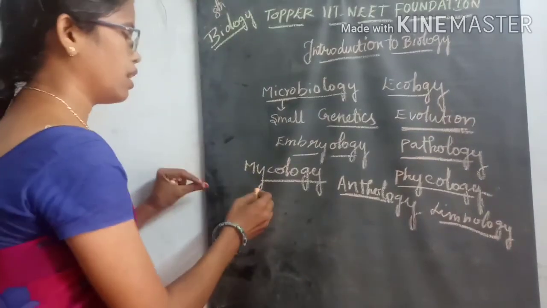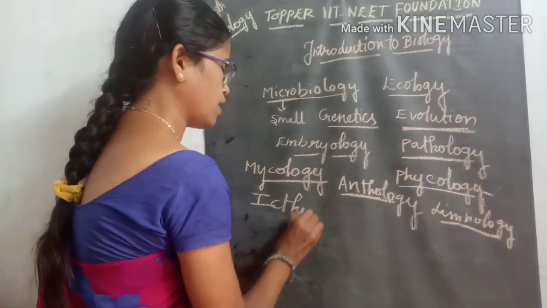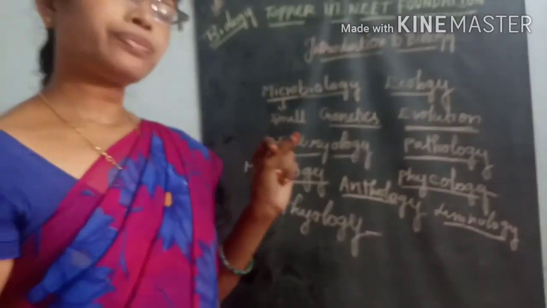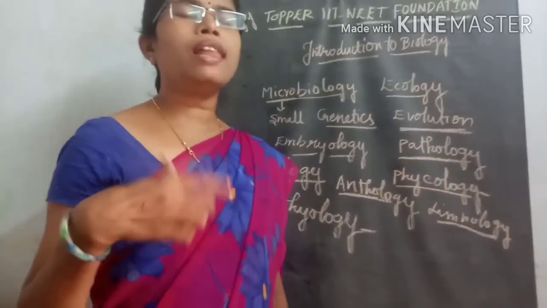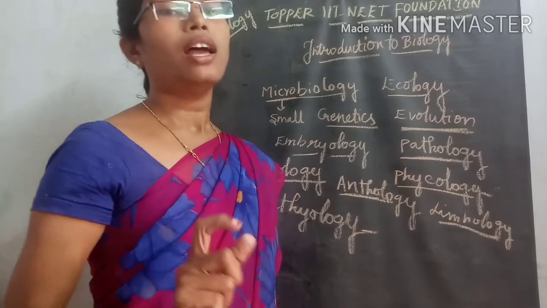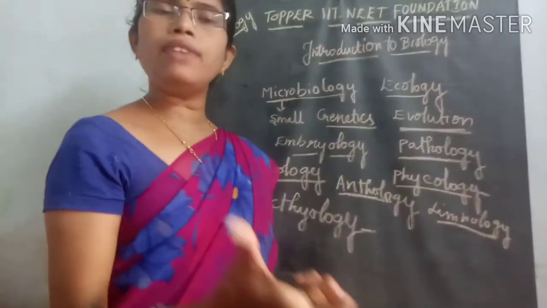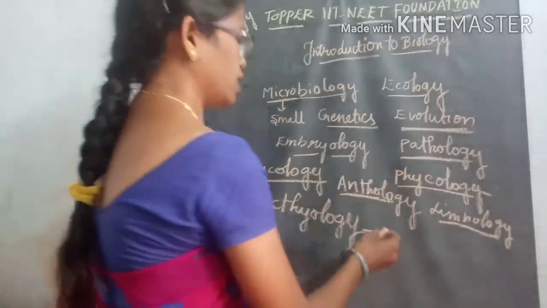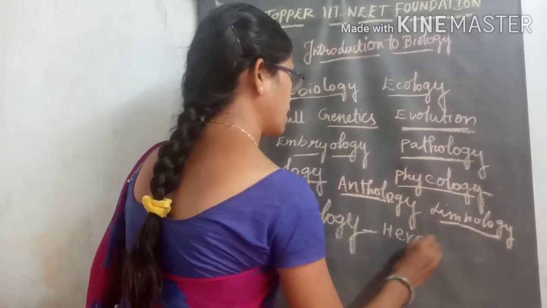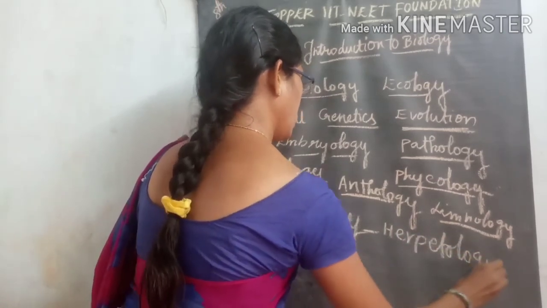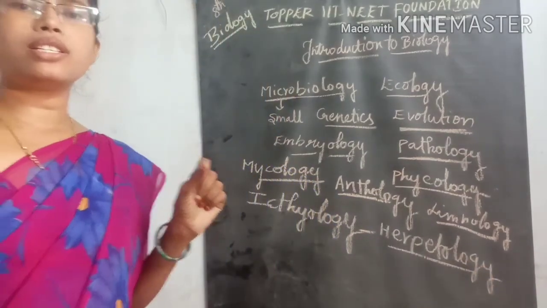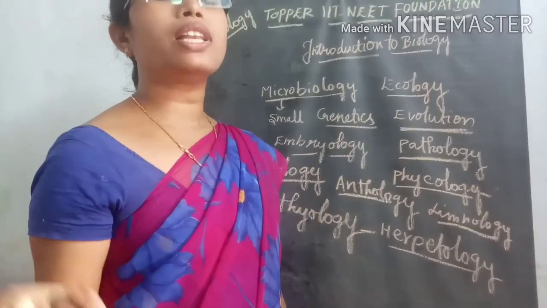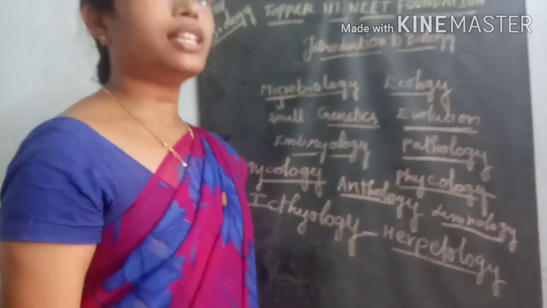And then coming to another important science, that is called ichthyology. What is that science? Ichthyology. Ichthyology means the study of all the fishes present in both freshwater and marine water or oceans. Anywhere a fish appears, the study of fishes is called ichthyology. And the next science is called herpetology. What is that science? Herpetology. Herpetology means the study of reptiles.